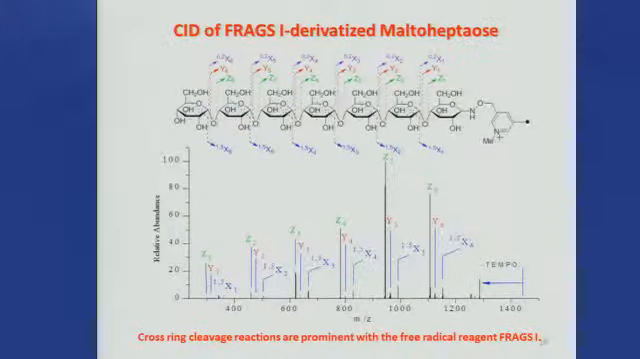So this is now the FRAGS 1. So this is the free radical reagent. We blocked the acid-base chemistry, and now we're getting a lot of cross-ring cleavages, which is what you need to find out where the different functionalities and the branching points are for the branched glycans there.